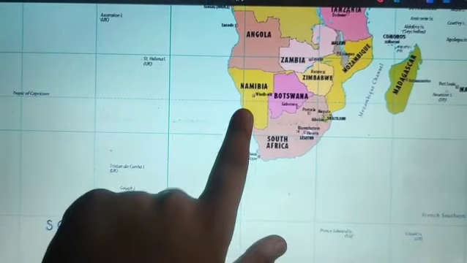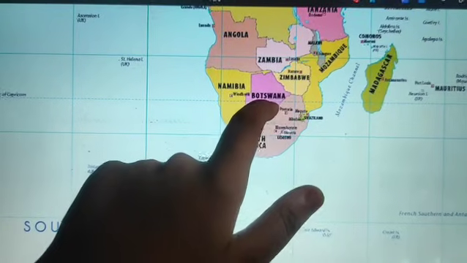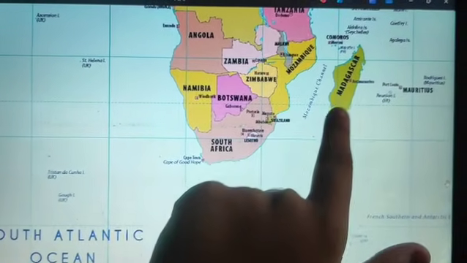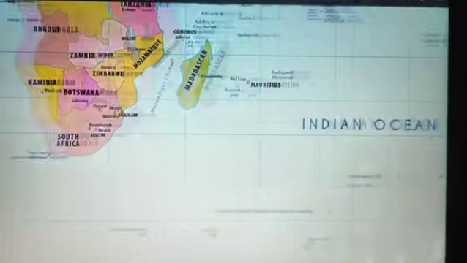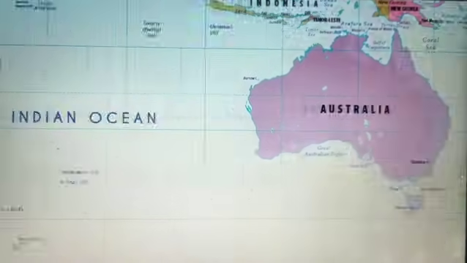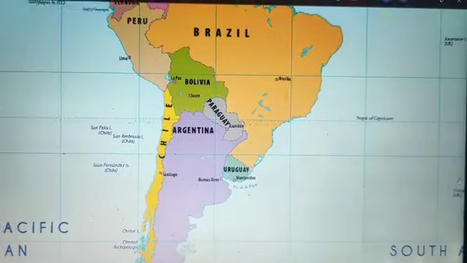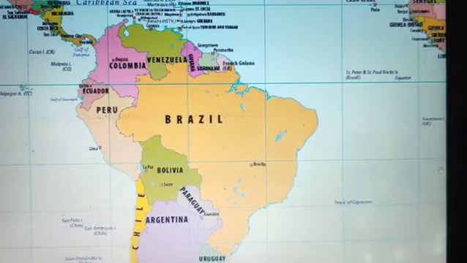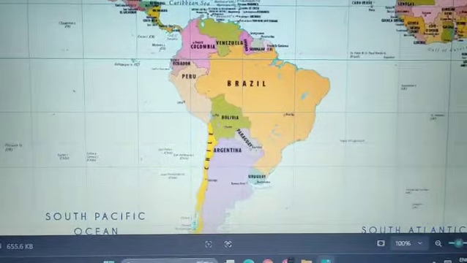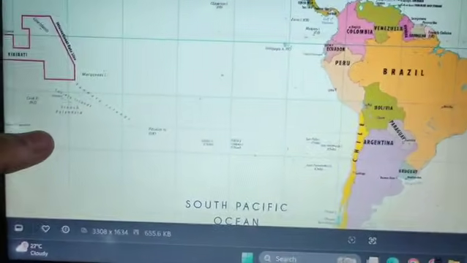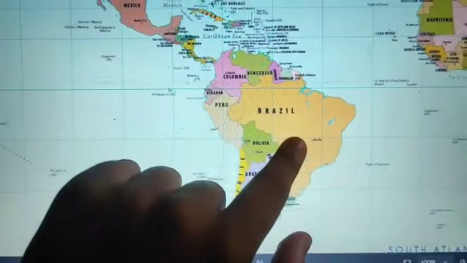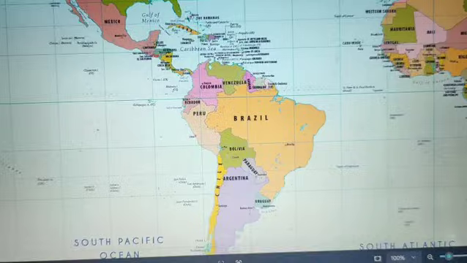Then from Africa it passes through Namibia, Botswana, South Africa, Mozambique, and Madagascar, and Australia. Okay, so if you have noticed, you can see the Tropic of Capricorn and the Equator both pass through Brazil. So you can note this down.